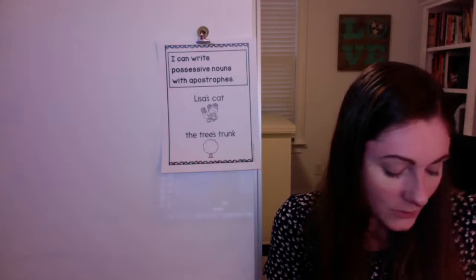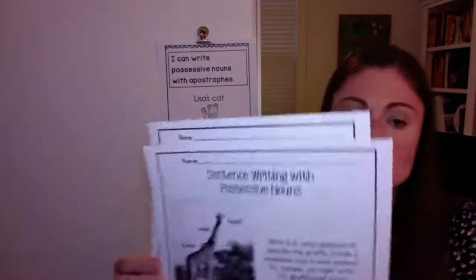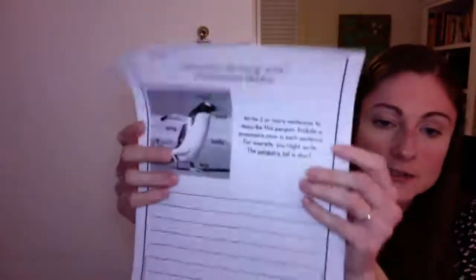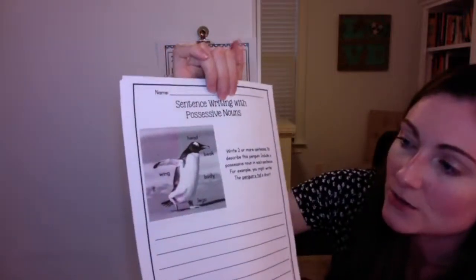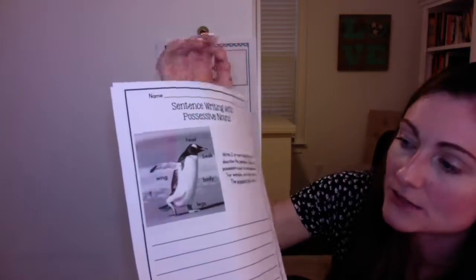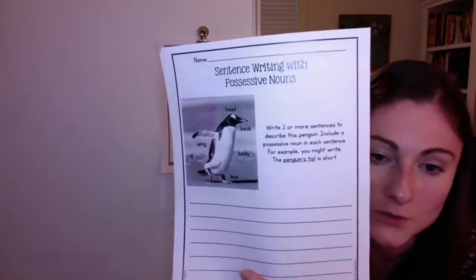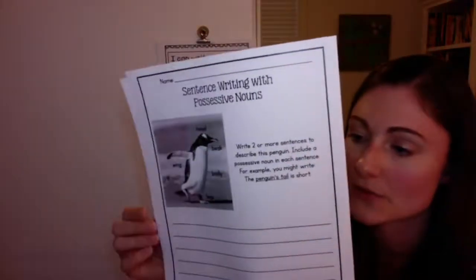Another thing, this works really great with nonfiction writing. I may have them do one or both of these little sheets. It says sentence writing with possessive nouns, and this is a penguin. It says write 2 or more sentences to describe this penguin. Include a possessive noun in each sentence. For example, you might write the penguin's tail is short. So getting them to use these little labels to write some sentences about the penguin.